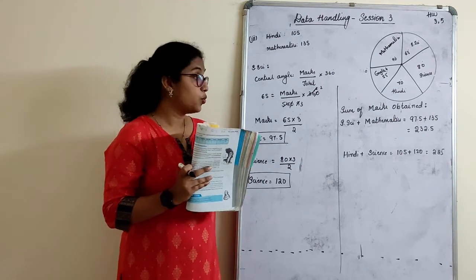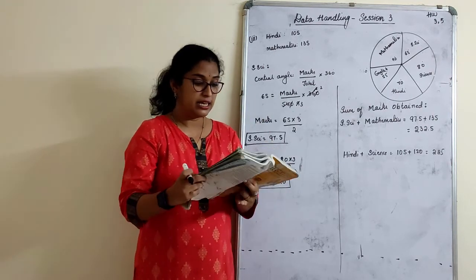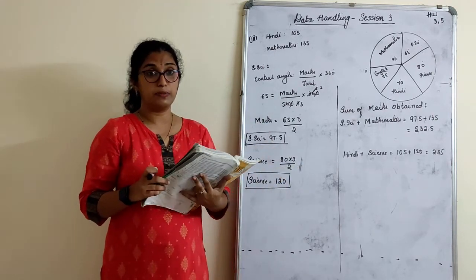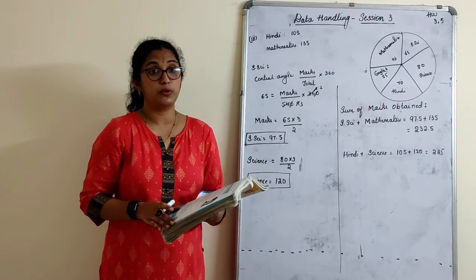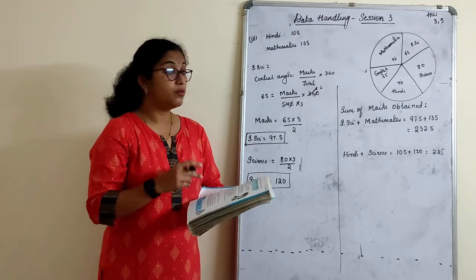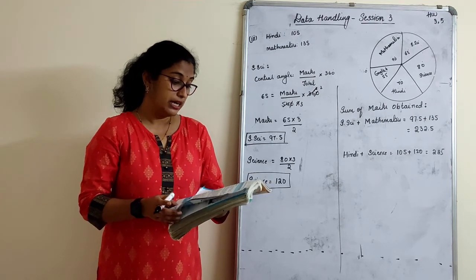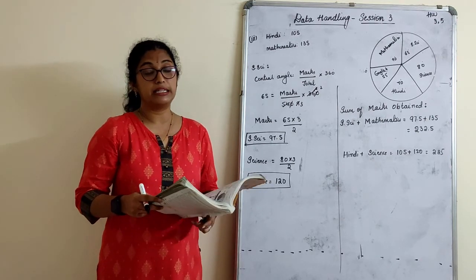So with that we complete this exercise. There are a few worked examples also based on the pie chart and the circle graph. You can go through them so that you will get more and more practice. 2 homeworks I have given, please do that. And the next part we will be studying here is probability.